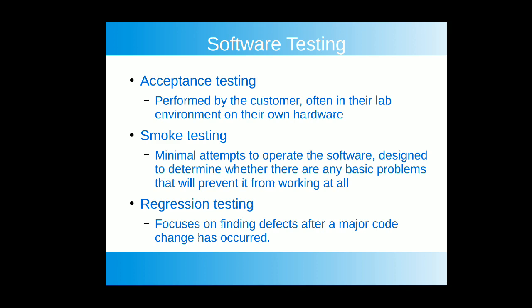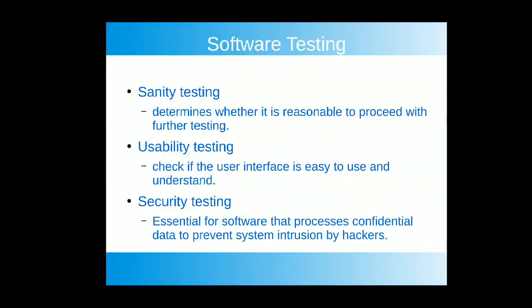Then comes regression testing. This is used for finding errors after a major code change has occurred. Now let us see what sanity testing is. Sanity testing is almost similar to smoke testing. Here we check the basic functionality of the software and ensure that it is reasonable to proceed with further testing. The next type of testing is usability testing.